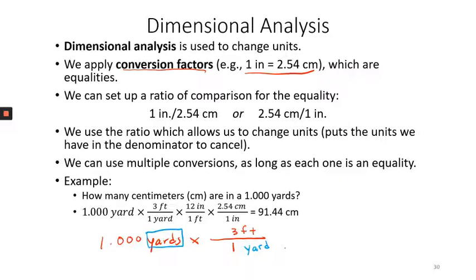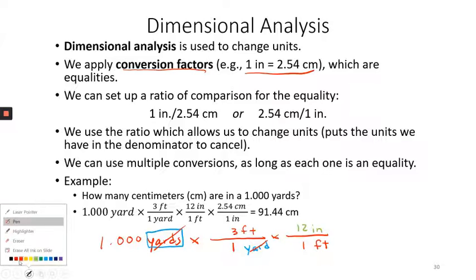So if I stopped here, my yards would cancel out and I would have feet, but I don't want feet. So I want to get rid of feet, so I put feet on the bottom. And I happen to know in 1 foot, there are 12 inches. So what happens to my feet now? Because they are on top and on bottom, they cancel out.